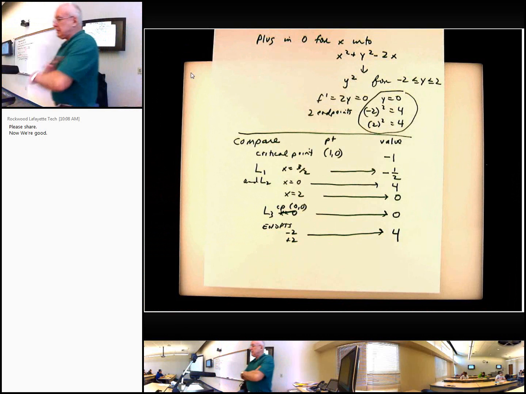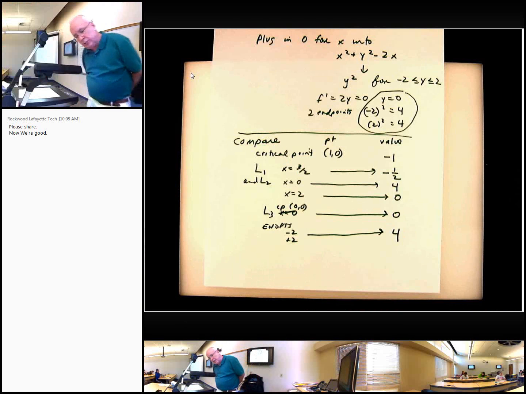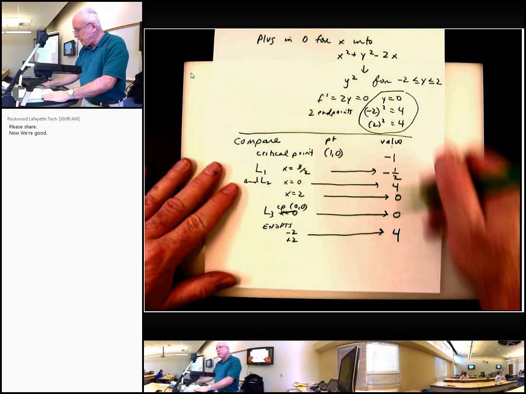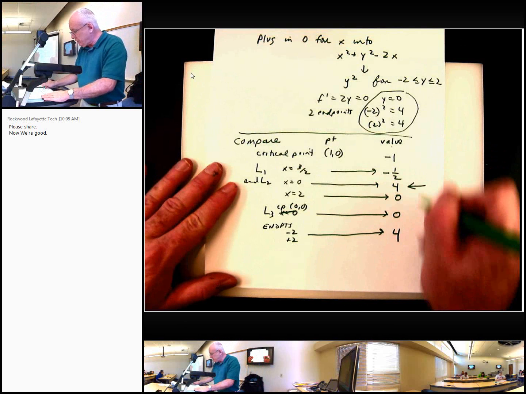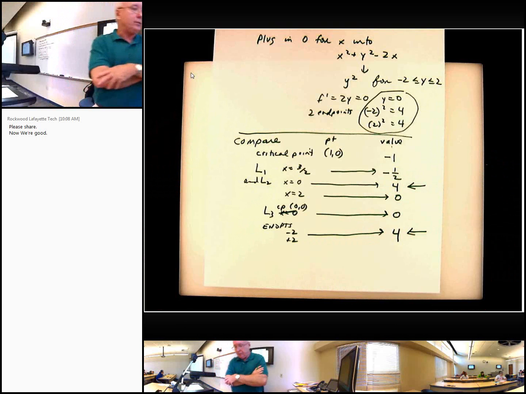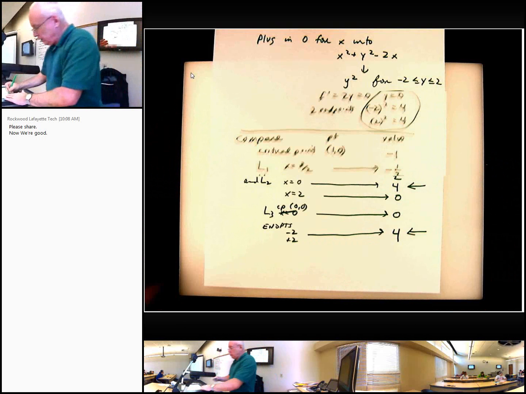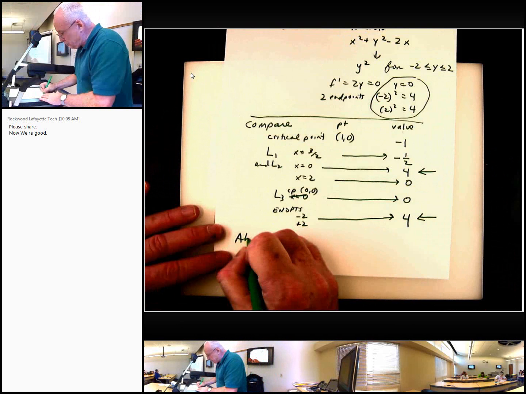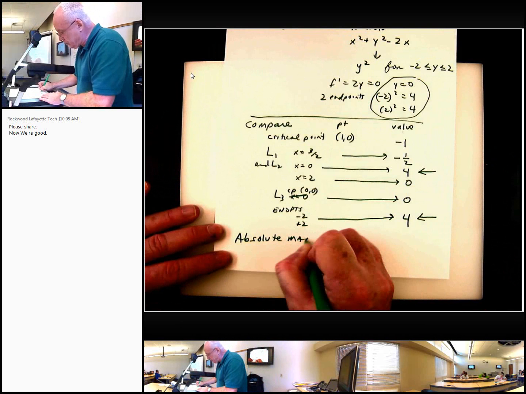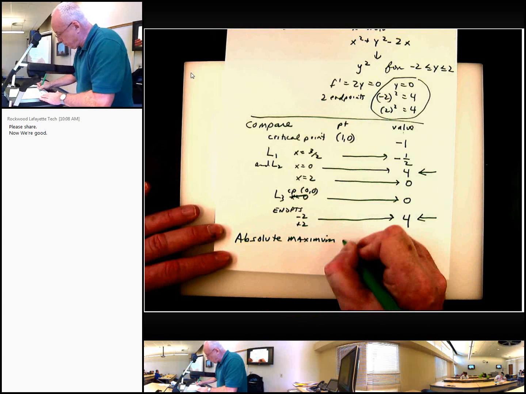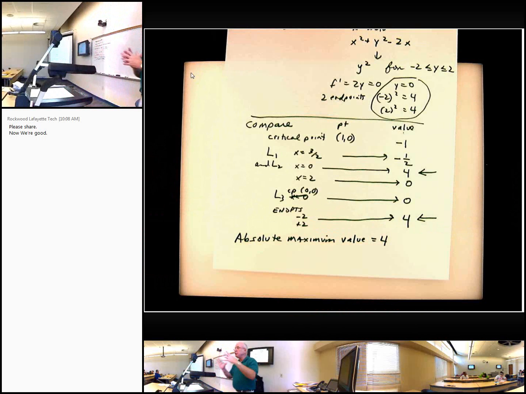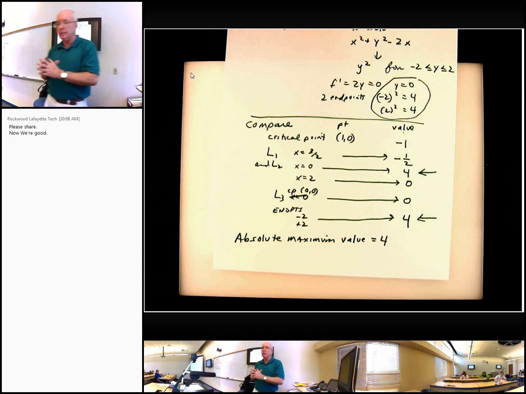So let's see. Where do we have the largest value here? Well, we just compare all these and notice that our biggest value is 4, and that actually occurs at a couple of different points. So we can conclude here, the absolute maximum value of this function is certainly equal to 4 on this particular triangular set.